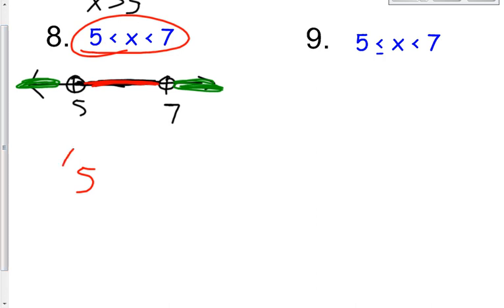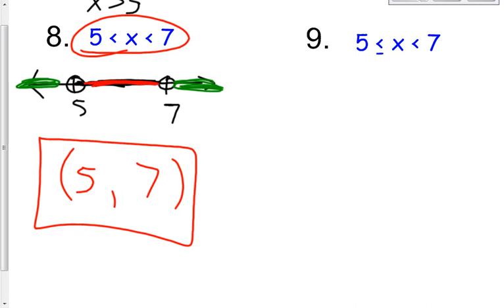So 5, comma, and where do I end at? I end at 7. Can X ever equal 7? Your answer is no, because this is not less than or equal to. It is just less than. So it ends at 7. You're going to have a parenthesis at 7. And there is your answer, class, for number 8. 5, comma, 7.